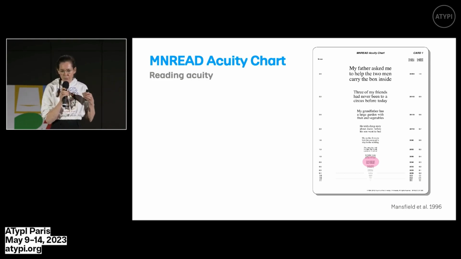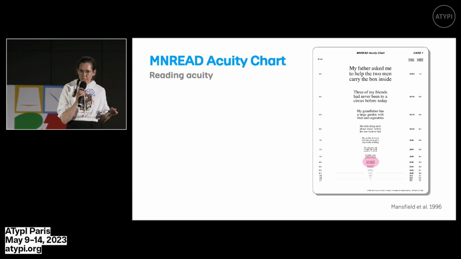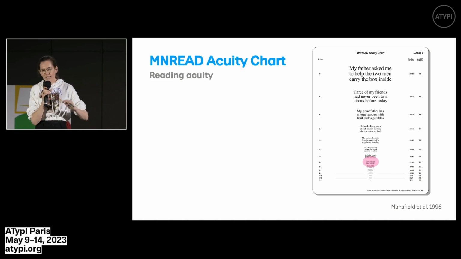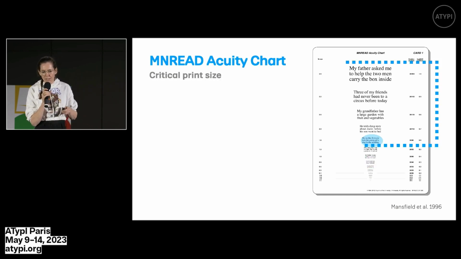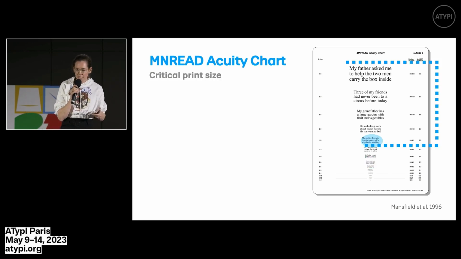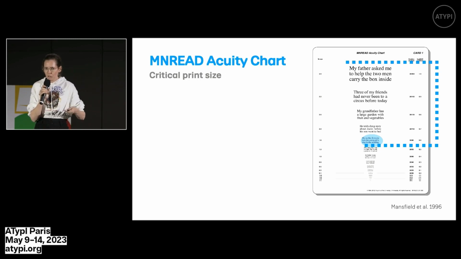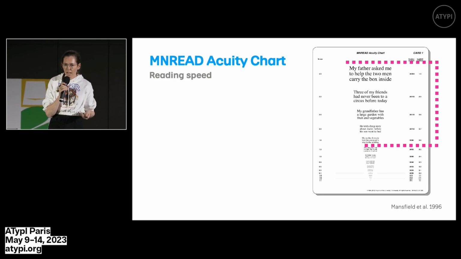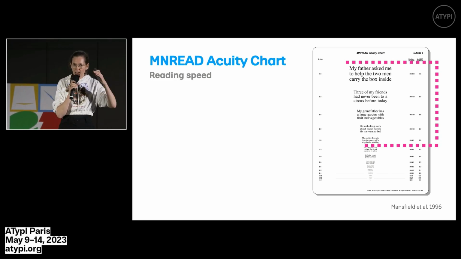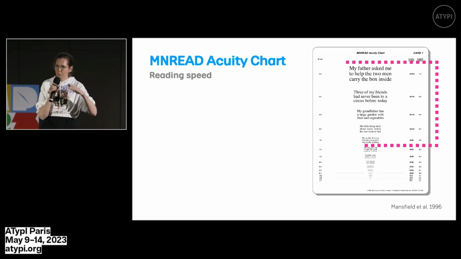It has 3 different measures. One is reading acuity, which is sort of the smallest font size where you can read most of the text, but you're really struggling. Another one is called critical print size. That is the smallest font size where you can still read with ease. And so you're not struggling, but you're all right. And then we have reading speed. That is sort of the average of all the paragraphs that you read okay.